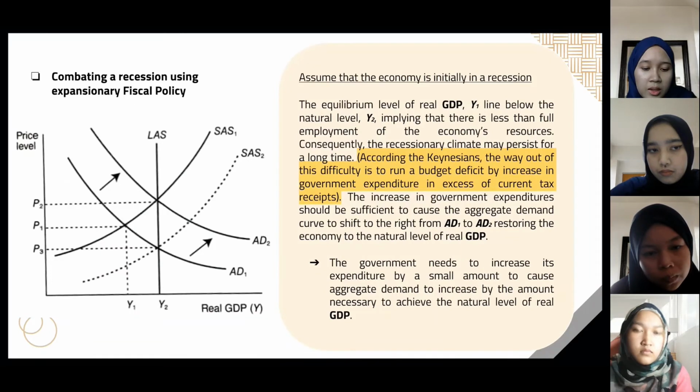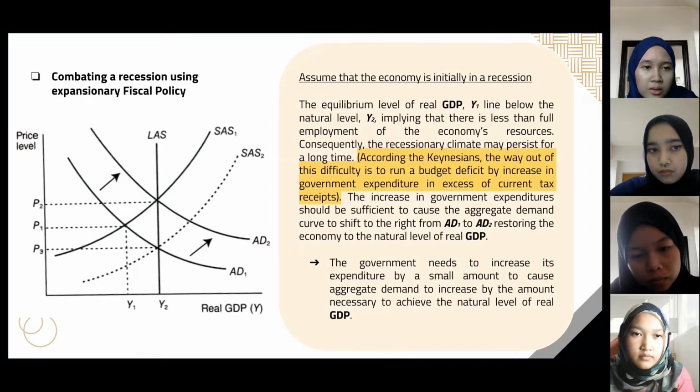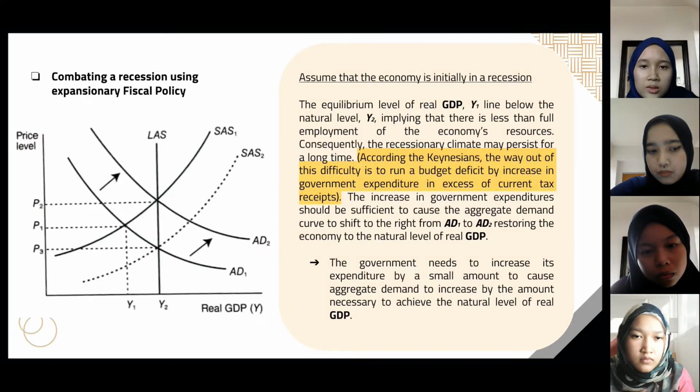This is combating a recession using expansionary fiscal policy. We assume that the economy is initially in a recession. The equilibrium level of real GDP, Y1, lies below the natural level Y2, implying that there is less than full employment of the economy's resources.